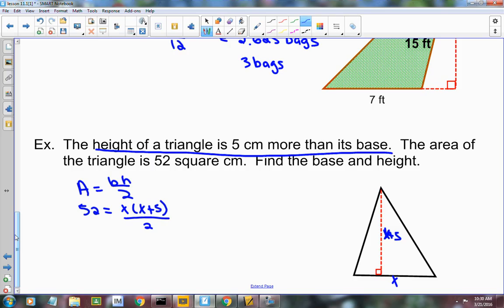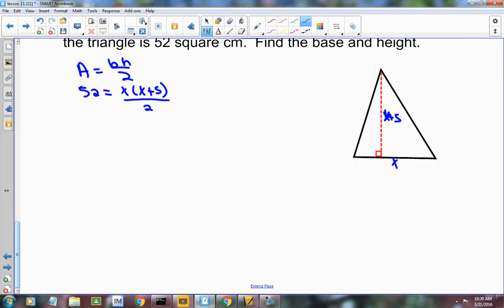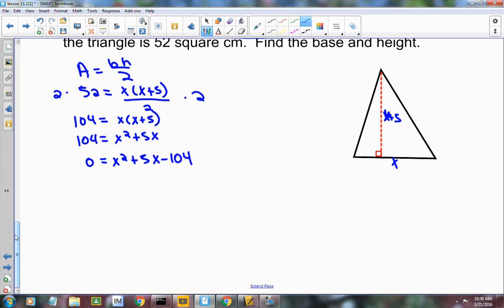Okay, so I need to figure out what X is. What am I going to do? Multiply both sides by 2. Okay, get rid of that fraction. So we end up with 104 equals x times x plus 5. Then what am I going to do? Okay, distribute the x. Okay, so 104 equals x squared plus 5x. Yes. Get it equal to 0. So I got to move that 104 over. So I get x squared plus 5x minus 104.